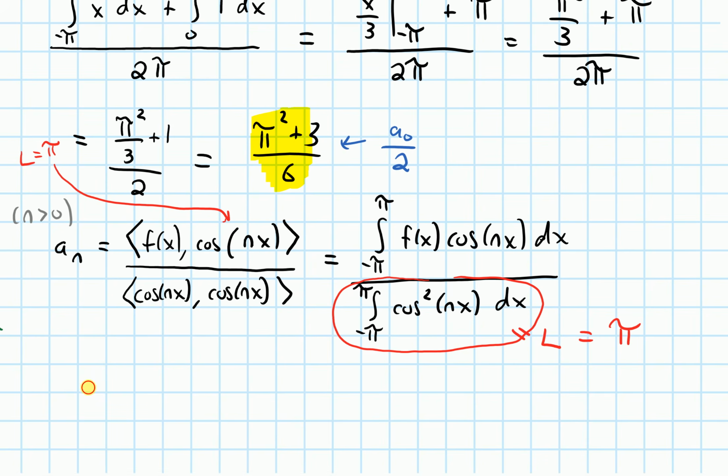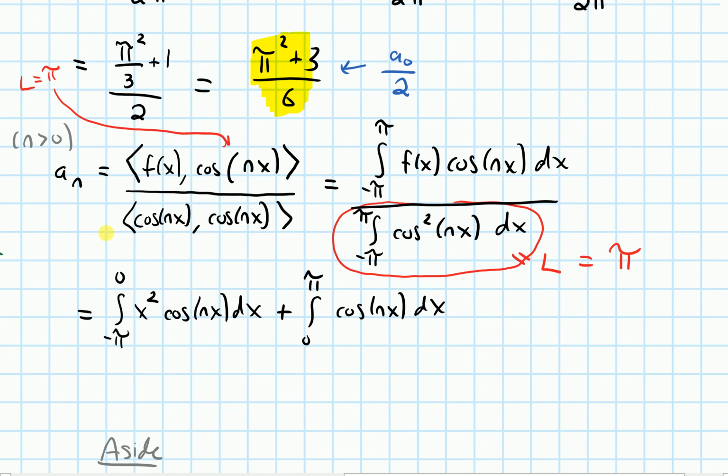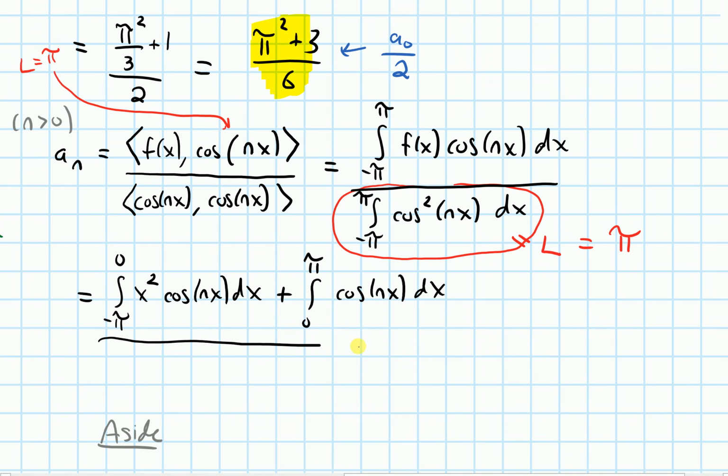So our integral in the numerator, we have to split up into two pieces. From negative pi to 0, f of x becomes x squared, and then times cosine nx dx. And then we'll have another integral from 0 to pi. And on that interval from 0 to pi, f of x is 1. So we'd get 1 times cosine nx, which is just cosine nx. All right, so that is what we have in the numerator. The denominator now we know is pi.